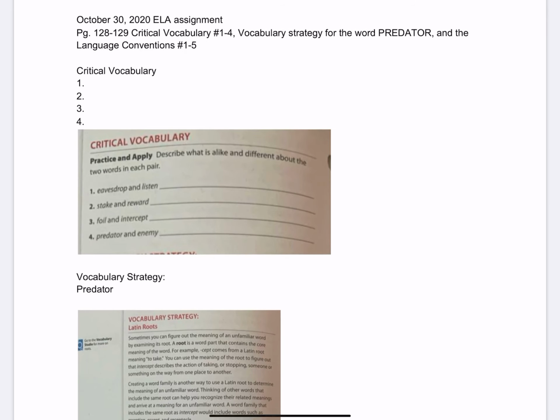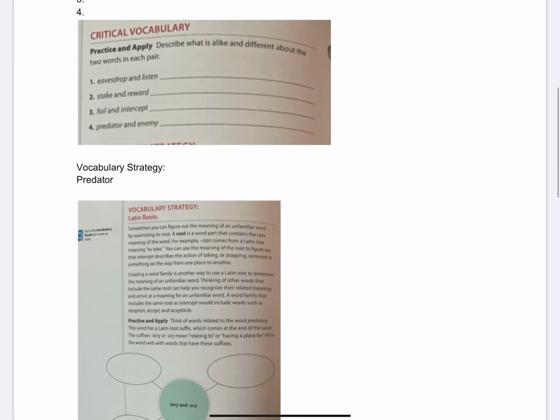So for critical vocabulary 1 through 4, you're describing what is alike and different about the two words in each pair. So number 1 is eavesdrop and listen. Tell me what is the same and what is different. Number 2, stake and reward. Number 3, foil and intercept. Number 4, predator and enemy.